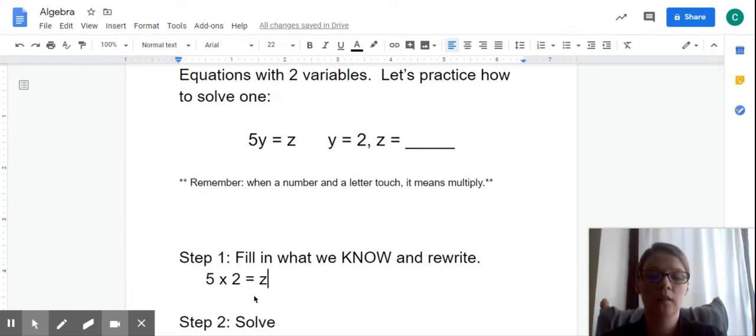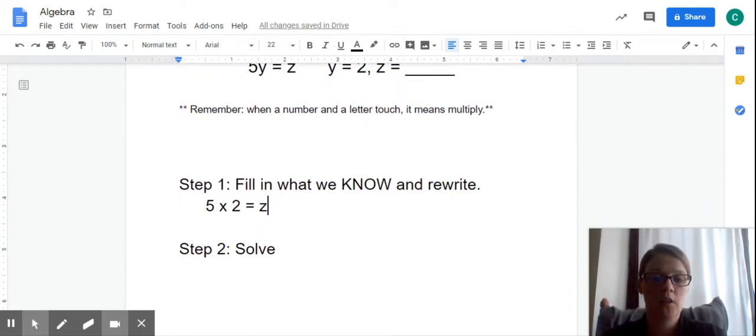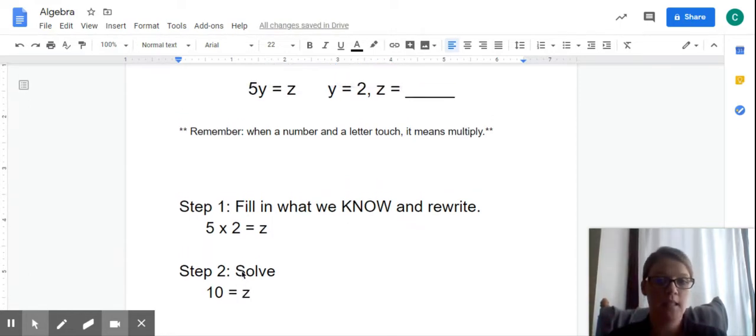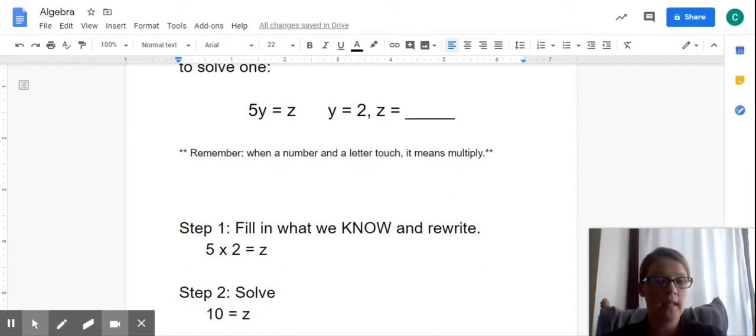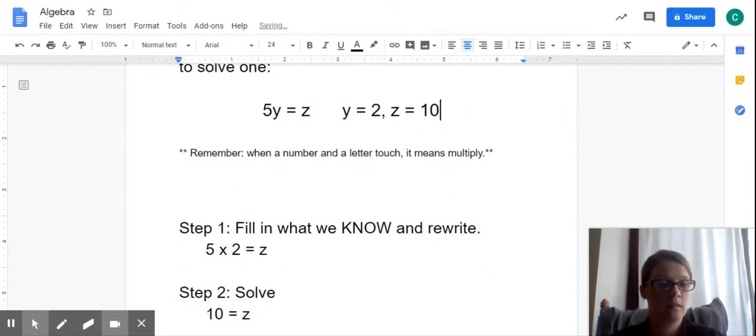So let's go down, and we're just going to solve it. So 5 times 2 equals what? 10. So 10 equals z. That's it. Up here where it says 5y equals z, y equals 2, z equals 10. Okay.